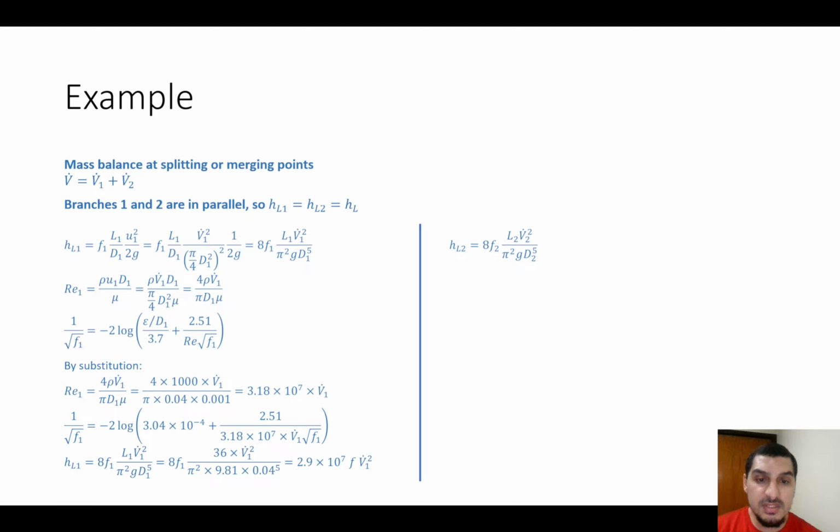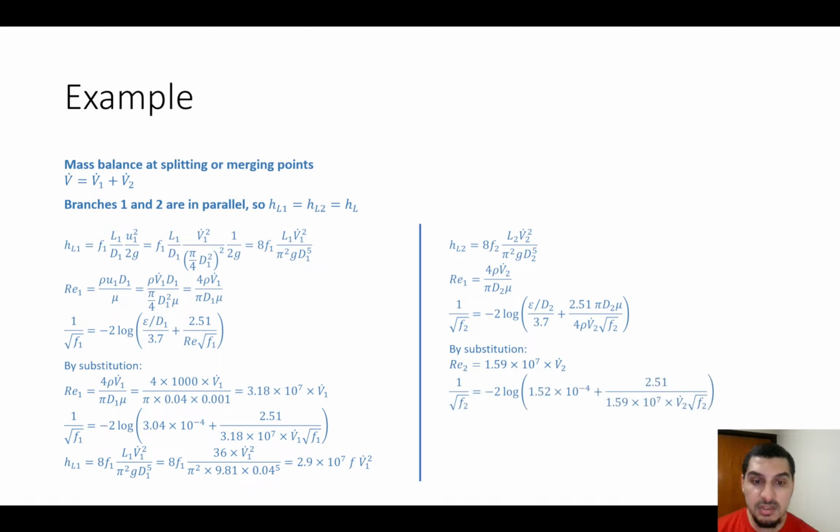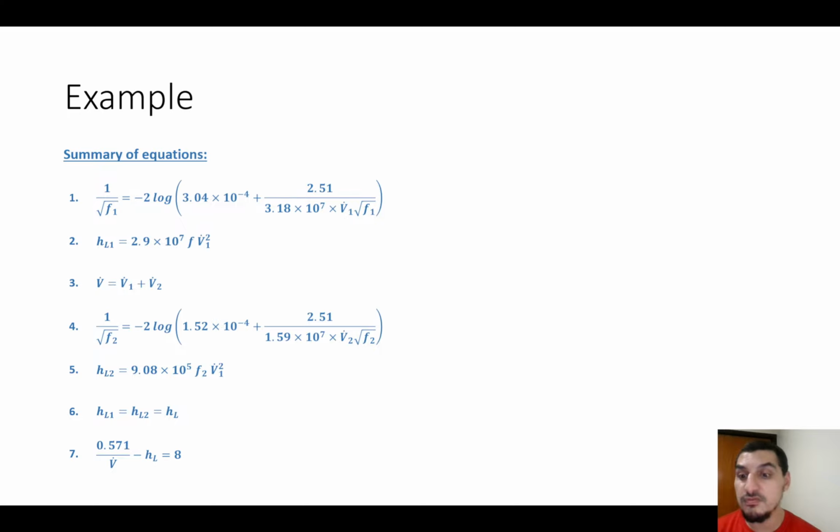We can do the same for the second branch. So we can calculate the same 3 parameters: Reynolds number, the equation for friction factor, and the losses. So we have now a lot of equations. To summarize everything, we have 7 equations.